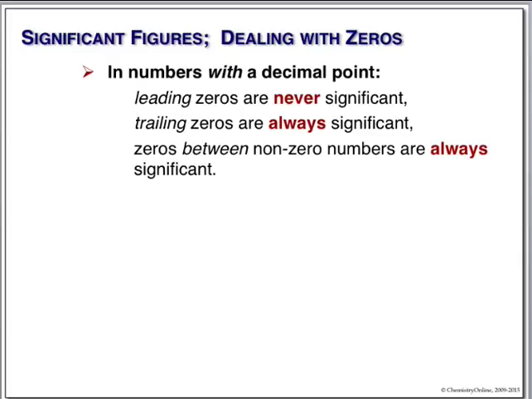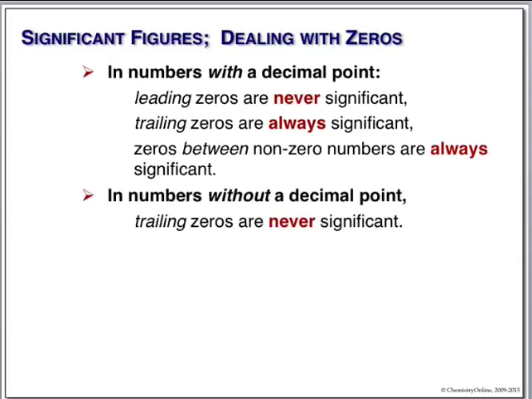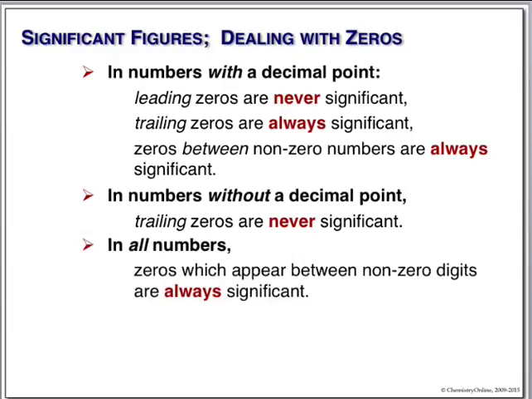And if there are zeros in between real numbers, yes, those are real too. If your number does not have a decimal point, trailing zeros, here they're real. Without a decimal point, they're not real. And finally, just one more time, whenever you have a zero between real digits, those are significant.